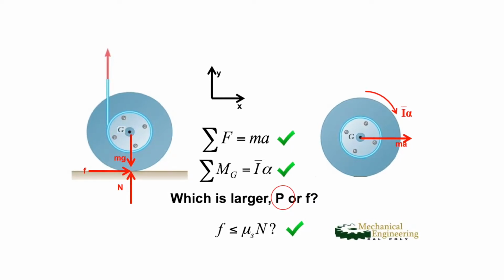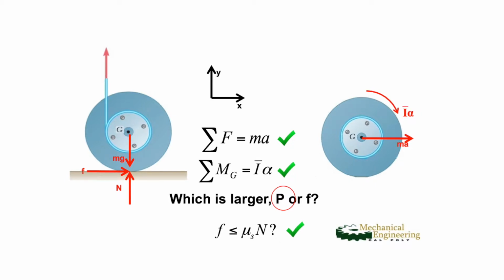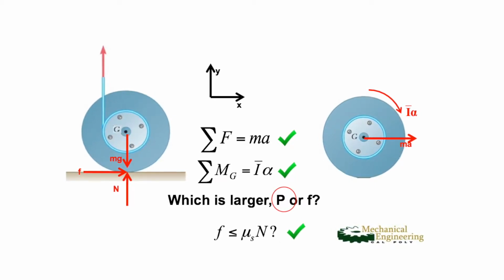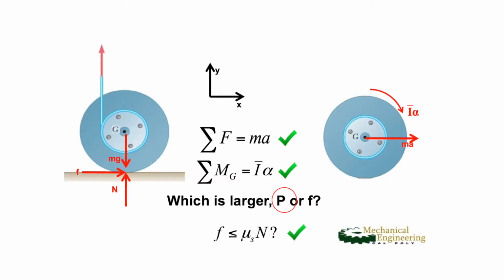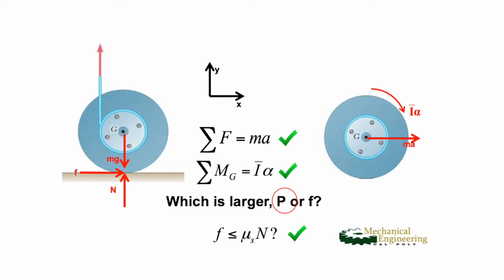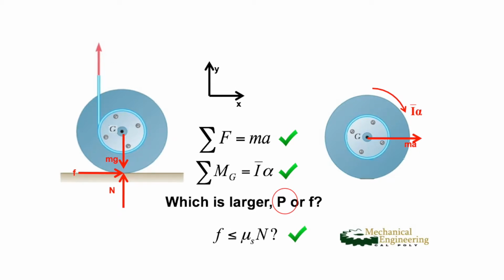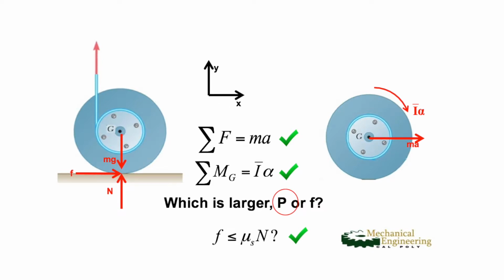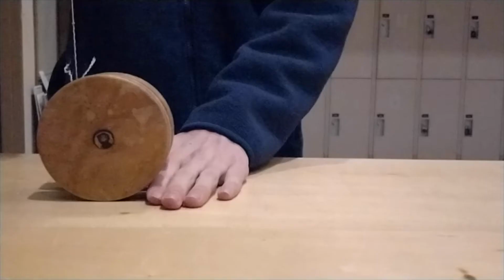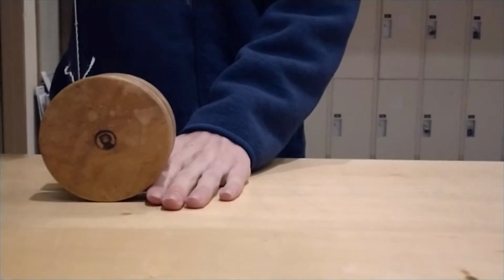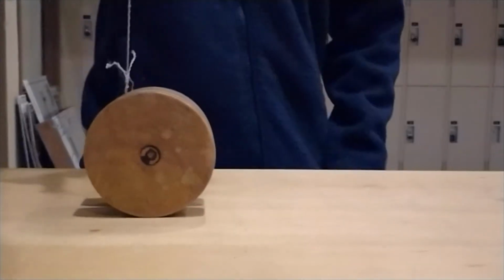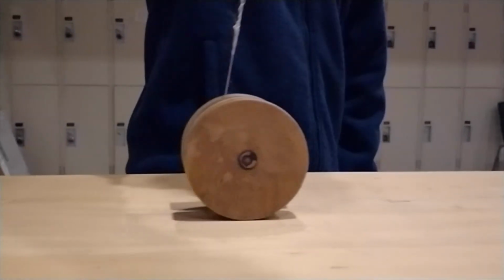We then take a moment about the center of gravity on our free body diagram and our mass acceleration diagram. We notice on our free body diagram that our friction force causes a counterclockwise moment, while our applied force causes a clockwise moment. We also notice on our mass acceleration diagram that the rotational acceleration is in the clockwise direction. Therefore, we can assume that our applied force is greater than our friction force, and our applied force is what's causing our spool to rotate in the clockwise direction.